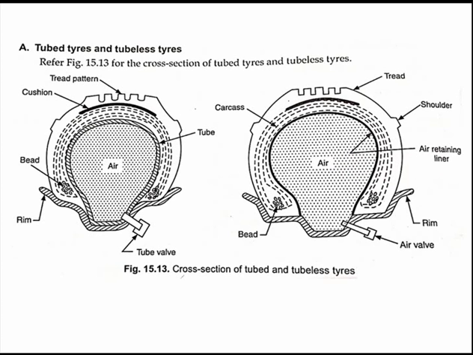But in the case of a tube tire, we have to remove the tire, and we have to remove the tube, and we have to patch it using some sticker and rubber sticker. We patch the hole in the rubber inside the tube, and then we have to refit it.